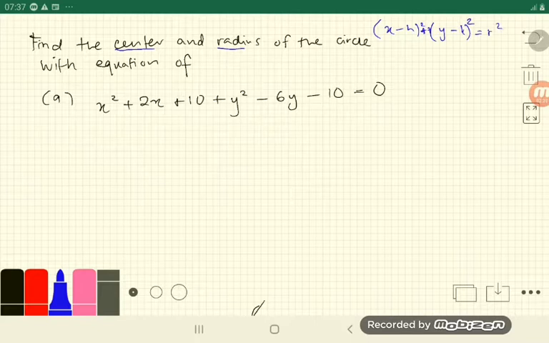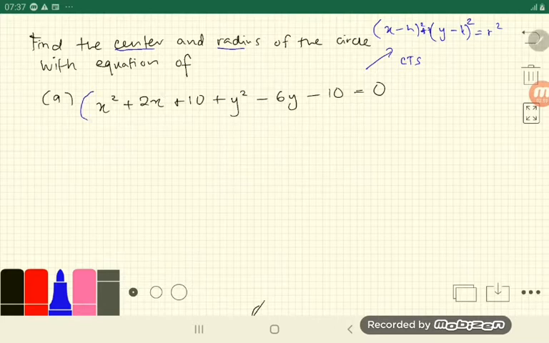So we are going to convert this equation to this form. In order to do this, we are going to use what we call CTSM, or CTS, the completing the square method. Here, in order for us to do that, we are going to regroup the x variables together.